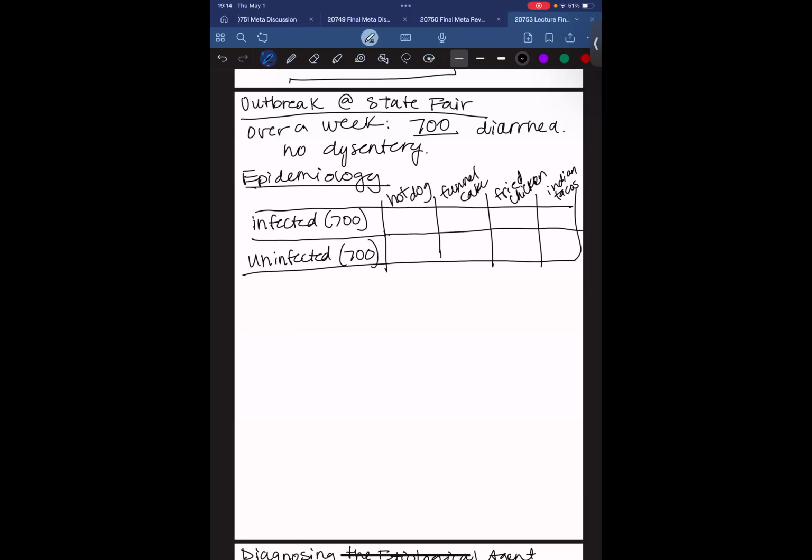Of the people that were infected, maybe 100 went to the hot dog stand, maybe, I don't know, 150 went to the funnel cake place, but all 700 of them went to the fried chicken place. And maybe some of those also went to the Indian taco place. It doesn't have to add up to 700 because they maybe went to multiple places. If we are looking at uninfected people, none of them went to the fried chicken place. And maybe we had 500 of them go to the funnel cake place, 100 of them went to the hot dogs, and 100 of them went to the Indian tacos. But none of them went there. So now our attention is being drawn to the fried chicken place.